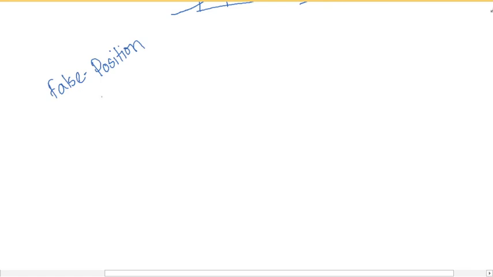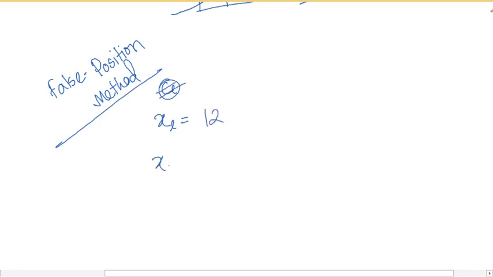So in case of the Regula Falsi method, or false position method, in our case I will write xl instead of cl, that will be more comprehensible to me. So if xl equals 12 and xu equals 16, we know that f(xl) and f(xu), these two, were positive and negative.